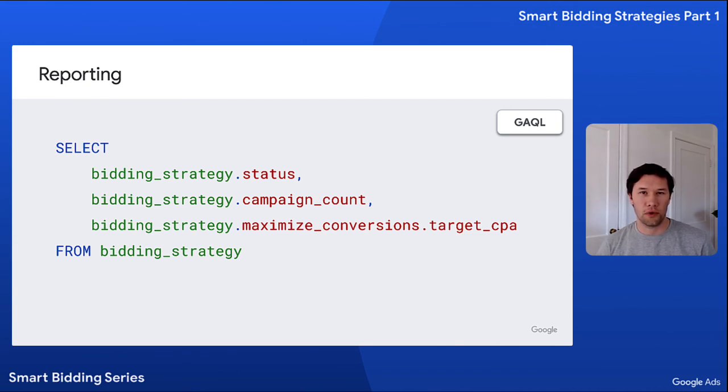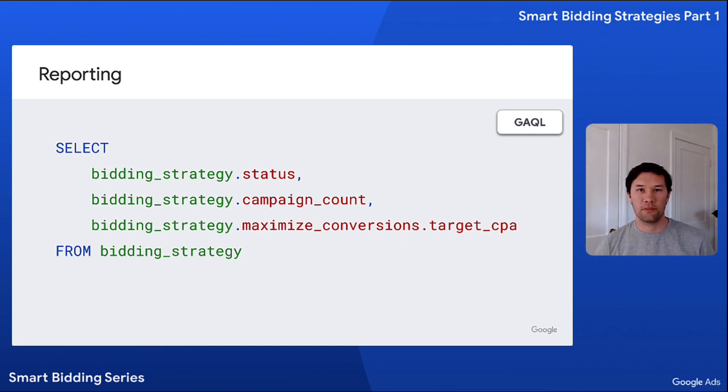Reporting is useful when using smart bidding because you can see how different bidding strategies have performed in different campaigns, and then use that information to make adjustments if one strategy appears to perform better than another. If you're using a portfolio or cross-account approach, you can use reporting to see the total number of bidding strategies in your account and how many campaigns are using them, making it really easy to remove unused bidding strategies.